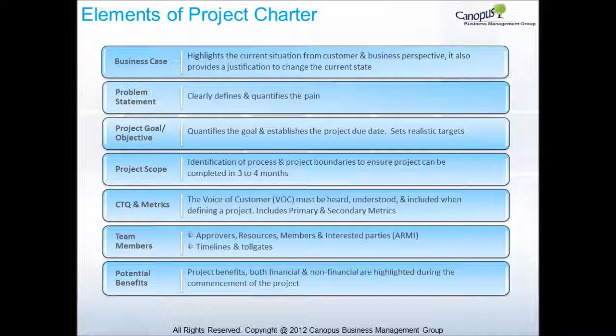Team members are another element of the project charter. They include approvers, resources, members, and interested parties. Timelines and toll gates are also mentioned here. Potential benefits of projects, both financial and non-financial, are highlighted during the commencement of the project, taking into consideration the fact that a detailed estimation of benefits may not be available at this time. Let's take a look at an example to identify the elements of a project charter.